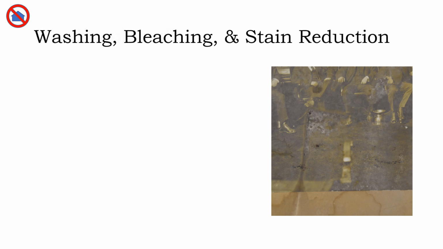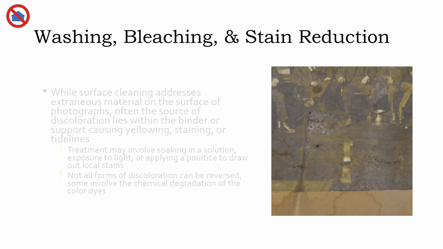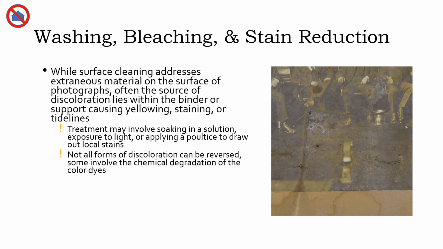Discoloration may be the result of localized stains or tide lines, like in this example, or it could be the result of yellowing of the support or binder due to age or inherent material instabilities. These problems can potentially be addressed by a conservator through washing, bleaching, or various stain reduction methods. Although the location of these problems lies within the photographic materials, rather than on the surface, there are many similarities between these treatments and chemical surface cleaning. There are also treatment methods unique to these problems.